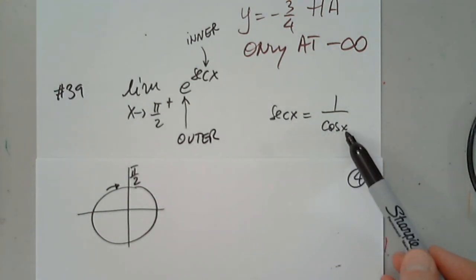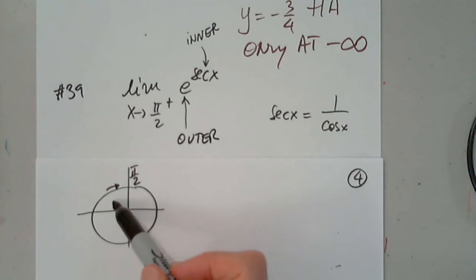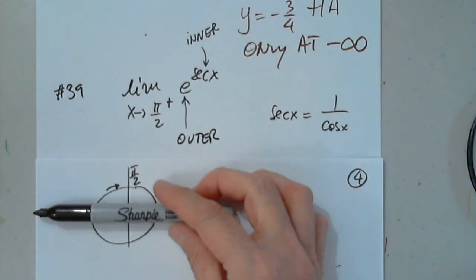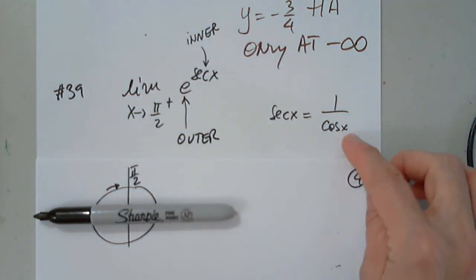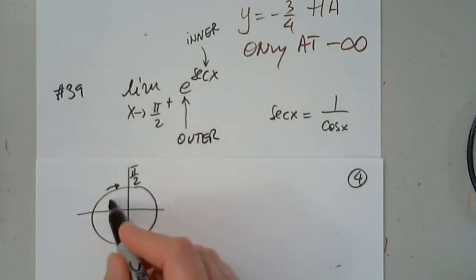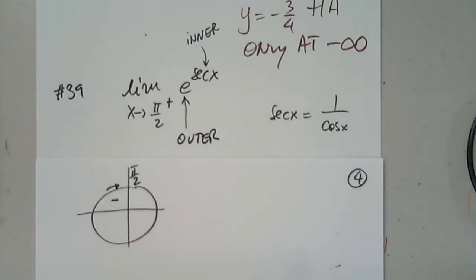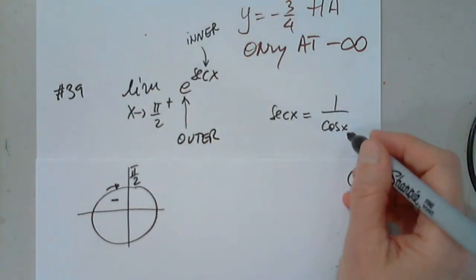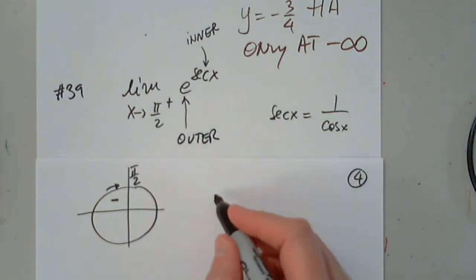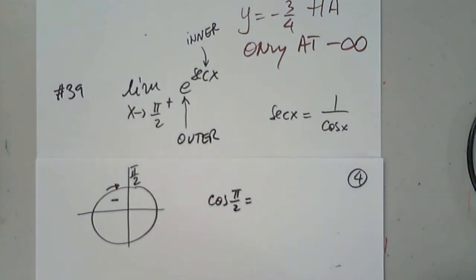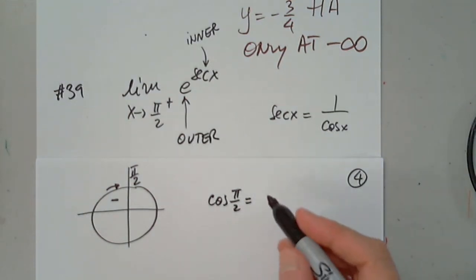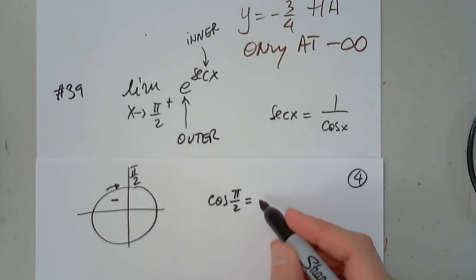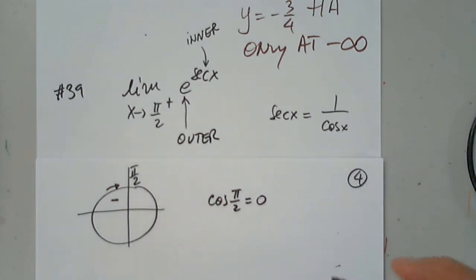Now, cosine. What is the sign of cosine in the second quadrant? Remember, cosine is measured on the x-axis. So what is the sign of cosine? Negative. Yes. Good. So remember cosine. What is cosine at pi over 2? Cosine at pi over 2, how much? Anyone? 0. Yes. So this is a problem.